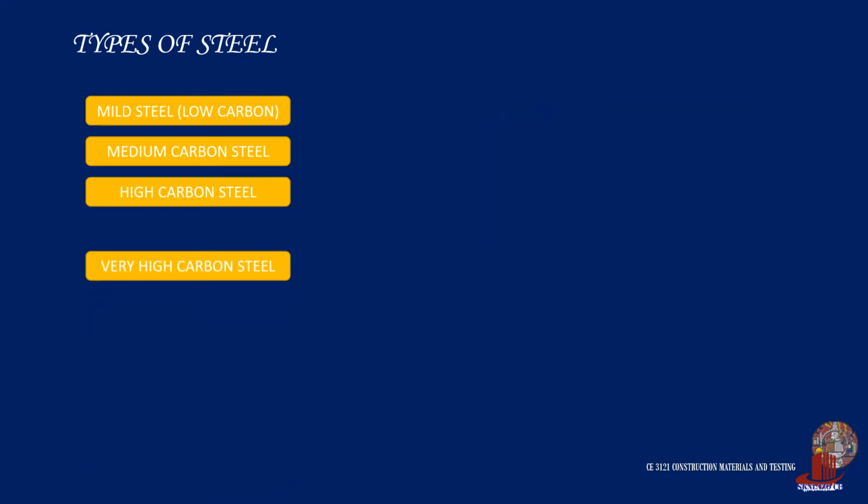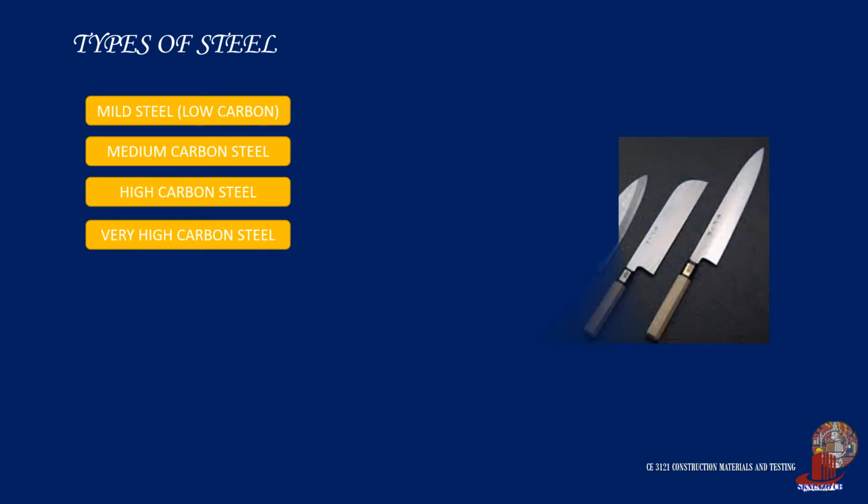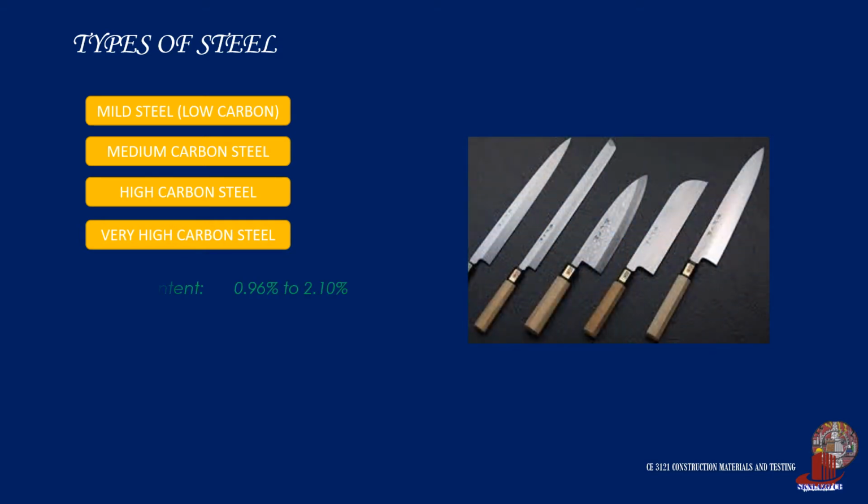Very high carbon steel has the ultimate percentage of carbon added, at the range of 0.96 to 2.1%. These steels can be tempered to great hardness and are used for specialized products such as knives, axles, or punches.